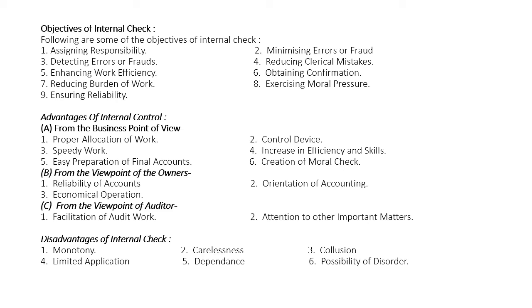Ultimately, it is beneficial. Increase in efficiency and skills. A good system of internal check increases the efficiency of working among the staff, as due to its proper planning, the right job is assigned to the right person. Next is easy preparation of final accounts. Since no individual worker is allowed to handle a job completely and the work is divided among the employees in a proper manner, the books of accounts can be kept up to date. As a result, the final accounts can be prepared easily, and ultimately it is advantageous.